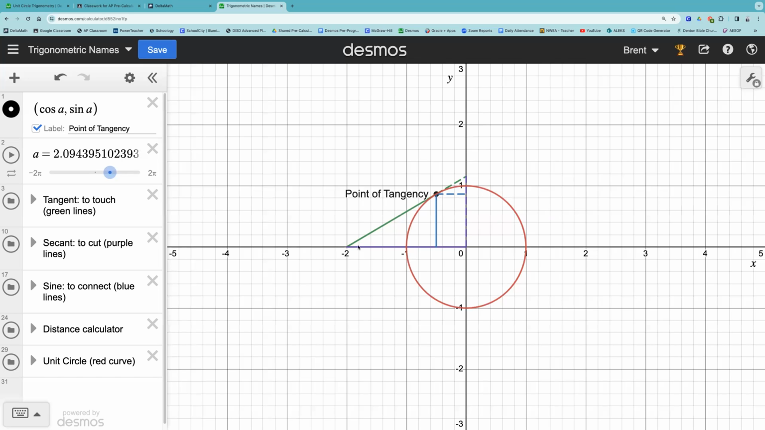Tangent to touch, secant to cut, sine to connect. Tangent touches the point of tangency. Secant cuts the circle. Sine connects the tangent to the secant. That's where the names came from. If you're wondering where they came up with these weird six names, there they are.